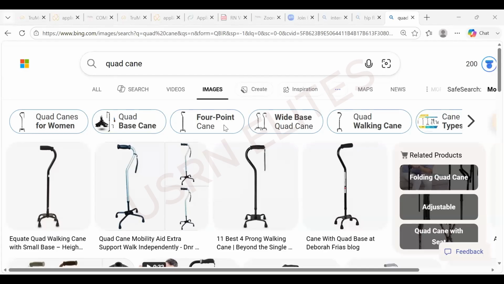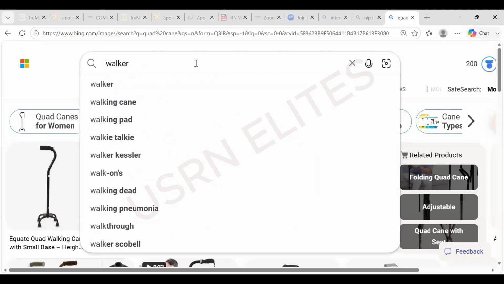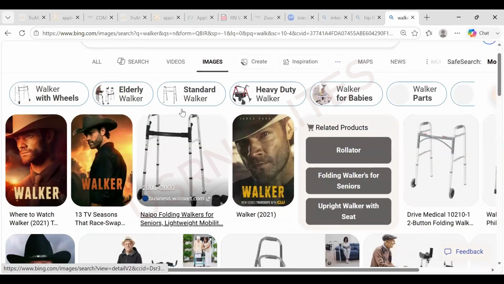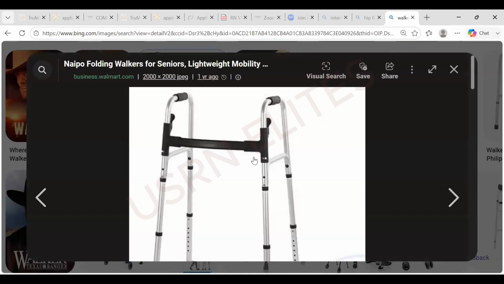Okay. Let me show you this one. I hope you've seen the walker, right? That's the walker. All right. So then the crutches is the one that we put under the armpit. So back to this.